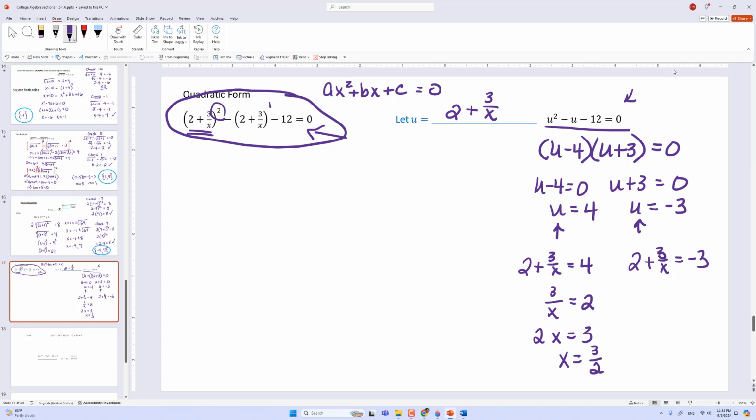And then over here, you've got 2 plus 3 over x equals negative 3. You can subtract 2 on both sides, and you'll have 3 over x equals negative 5. So cross multiply, and you've got negative 5x equals 3. So x is equal to negative 3/5. So those two solutions now are solutions to the ugly equation that we didn't want to solve, because all we did was just rename the ugly stuff, solve the easy equation, and then stick the ugly stuff back in.